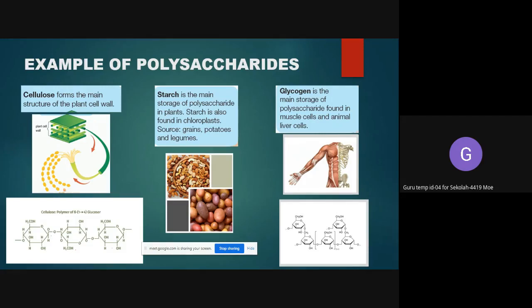Next is glycogen. Glycogen is the main storage polysaccharide found in muscle cells and animal liver cells. So this is the structure of glycogen. Dia tak sama macam cellulose. Dalam polysaccharide ada banyak monosaccharide. Bila gabungan banyak monosaccharide terjadinya polysaccharide.